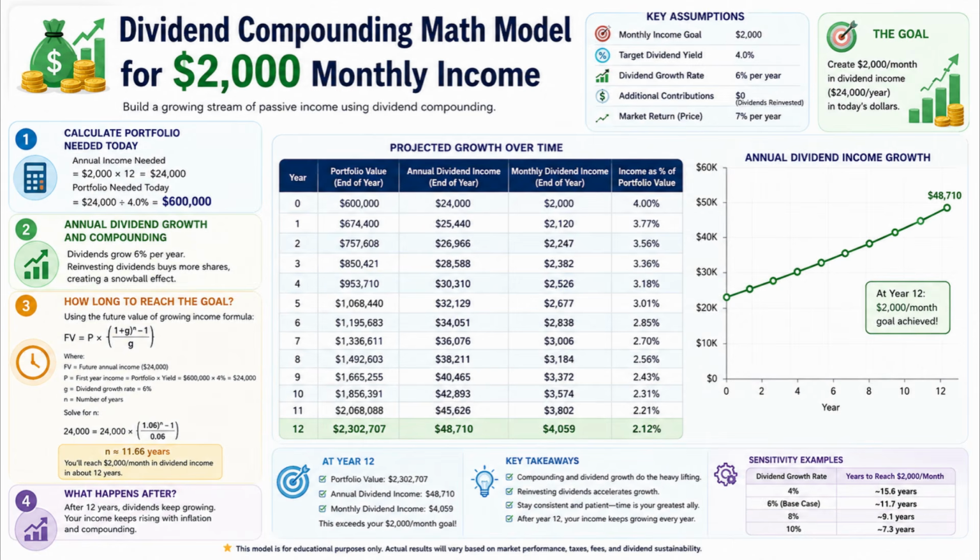In this video, we will discuss the dividend compounding math model for generating $2,000 in monthly income. The main goal is to build a reliable stream of passive dividend income equal to $2,000 per month, or $24,000 per year. To calculate the portfolio required today, we first multiply the monthly income target of $2,000 by 12 months. This gives an annual dividend income target of $24,000.